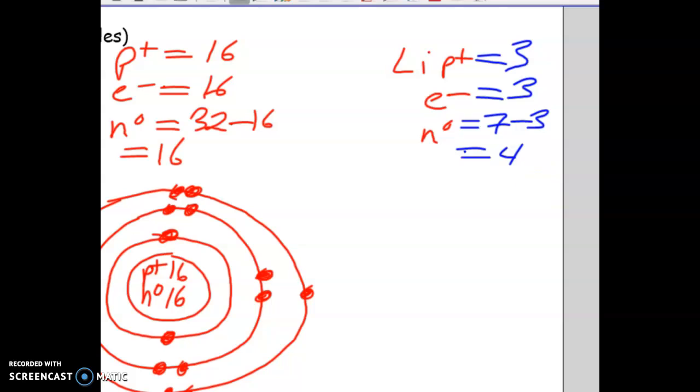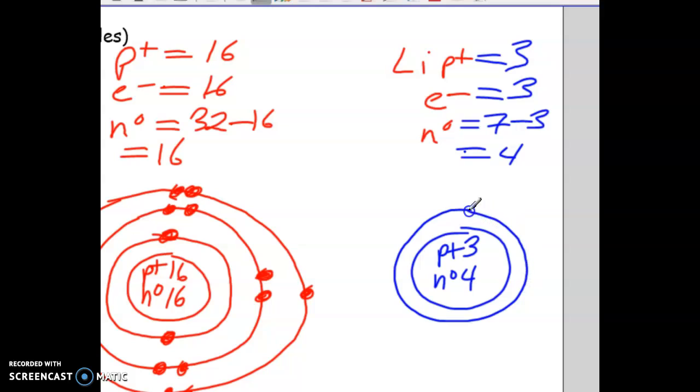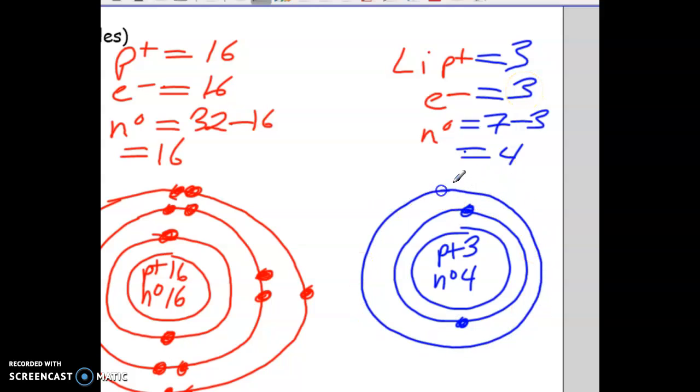Okay, so we're going to draw our first circle. First circle is representing the nucleus. So we have 3 protons and we have 4 neutrons. Then we have our first orbit. Our first orbit has mass of 2. So we have 3 electrons. So that means we need 1 more electron. So we're going to add 1.